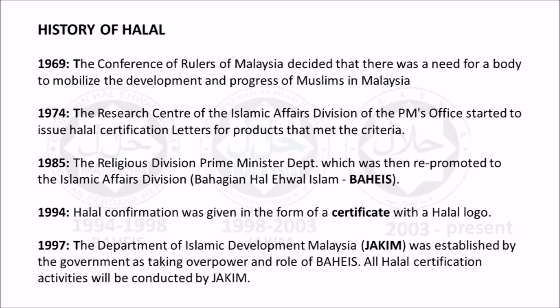Alright, now the conference of the rulers of Malaysia, we have one king. Actually, there are 14 states in Malaysia. We have one king for the federal government for the whole of Malaysia, and we also have the sultan for each state, or the governors. So this was developed and progressed with Muslim Malaysia.